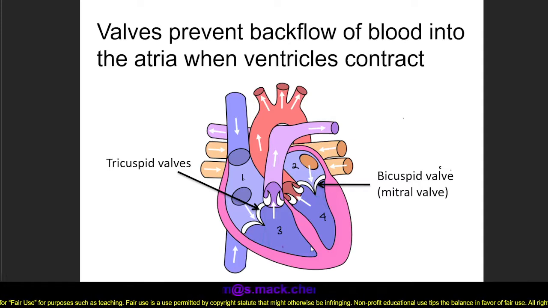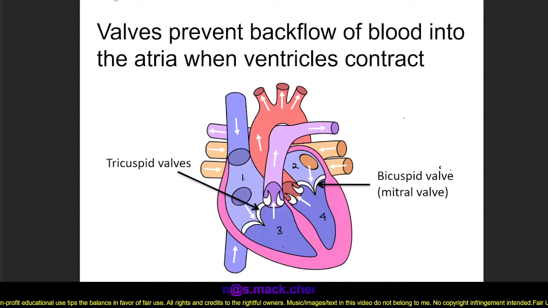The valves close, and the valves close such that when the ventricles contract, which is 3 and 4, we don't want any blood flowing from the ventricles back into the atria. You need to know the names of these two valves. We have the tricuspid valve on the right and the bicuspid valve on the left. This bicuspid valve is also called the mitral valve.